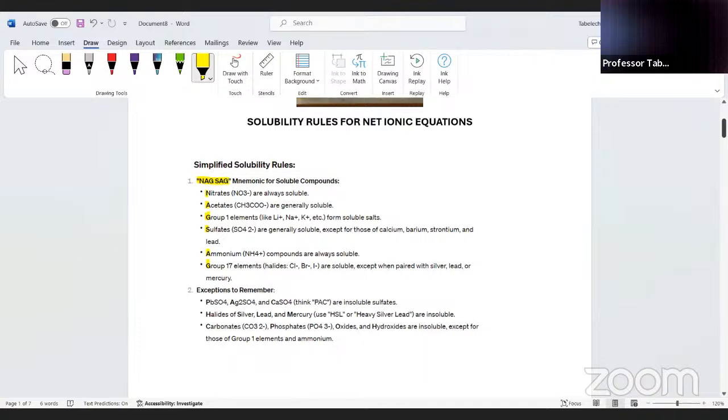So, if you guys remember these rules, as we say, the rules of engagement, this is going to help you guys when it comes to the solubility rules.